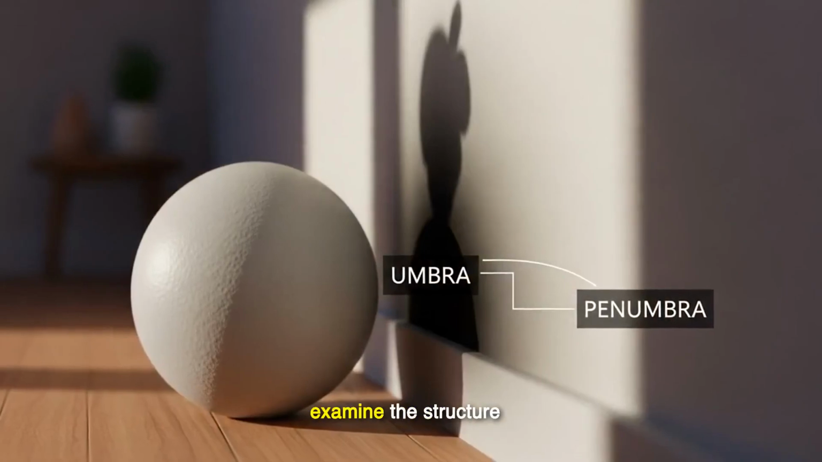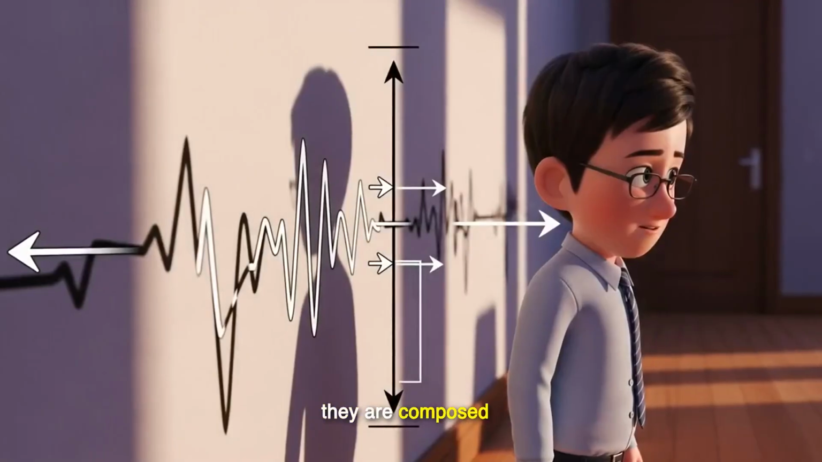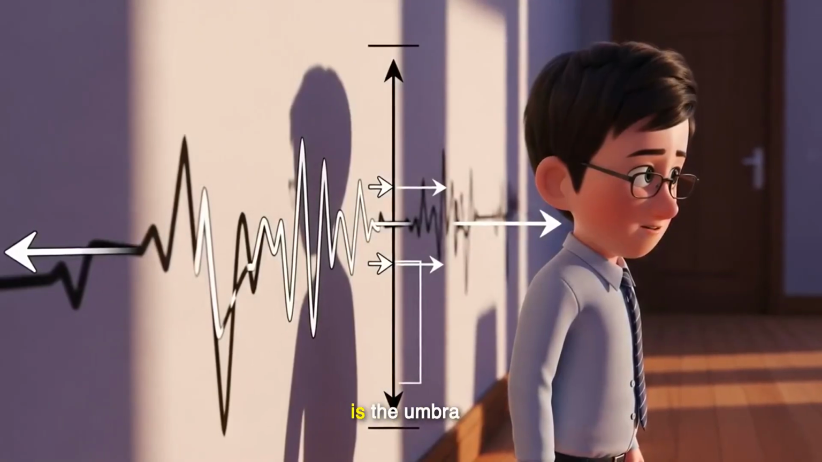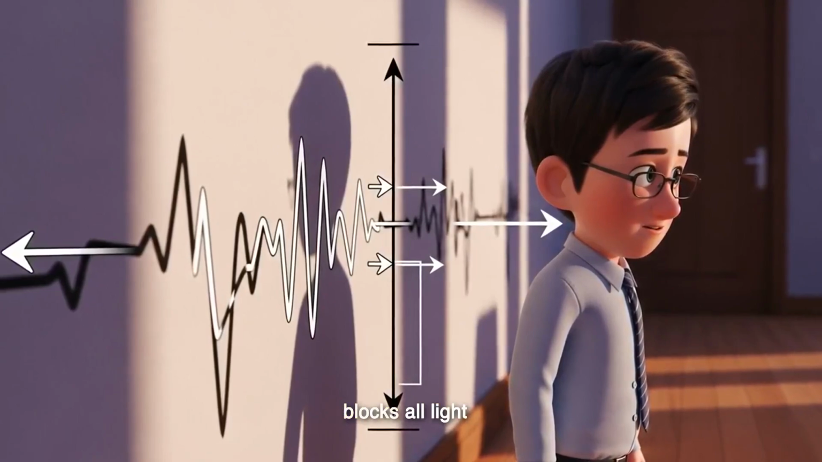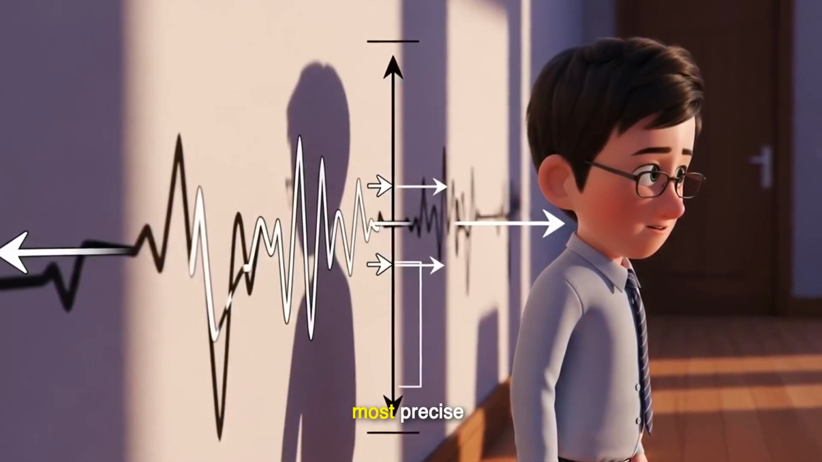Step closer and examine the structure of these shadows. Shadows are not simply dark cutouts, they are composed of distinct regions. At the core is the umbra, where the object blocks all light from reaching the surface. Here the darkness is deepest, and the boundary most precise.